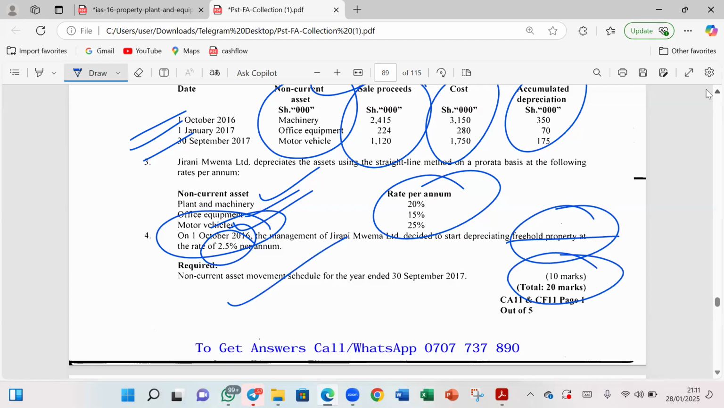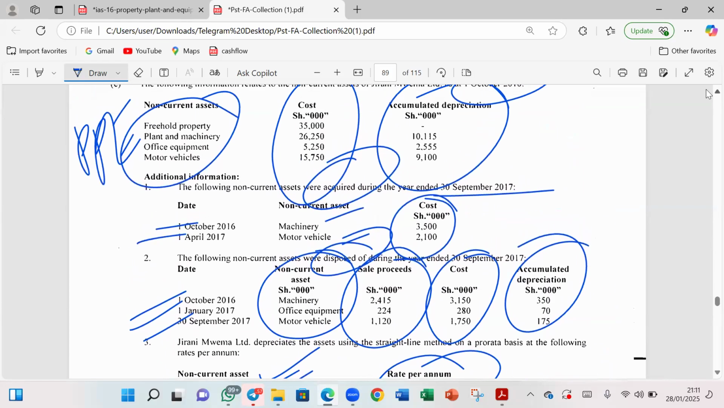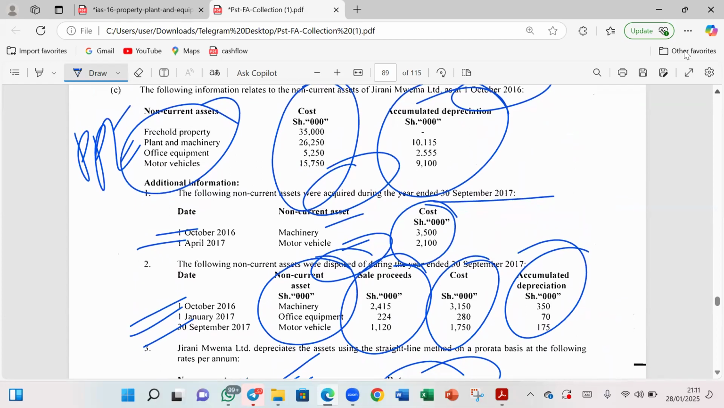Is this question same as the other one? Yes? Hiyo swali ni the same hiyo ingine? Ni the same? Ni the same. Ikifanya kesho moja mtafanya moja, sivyo? Yes. Yeah.